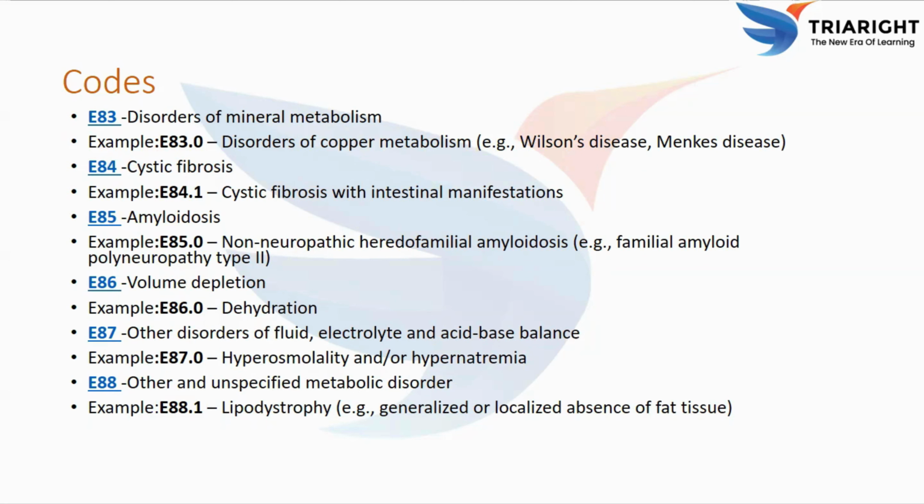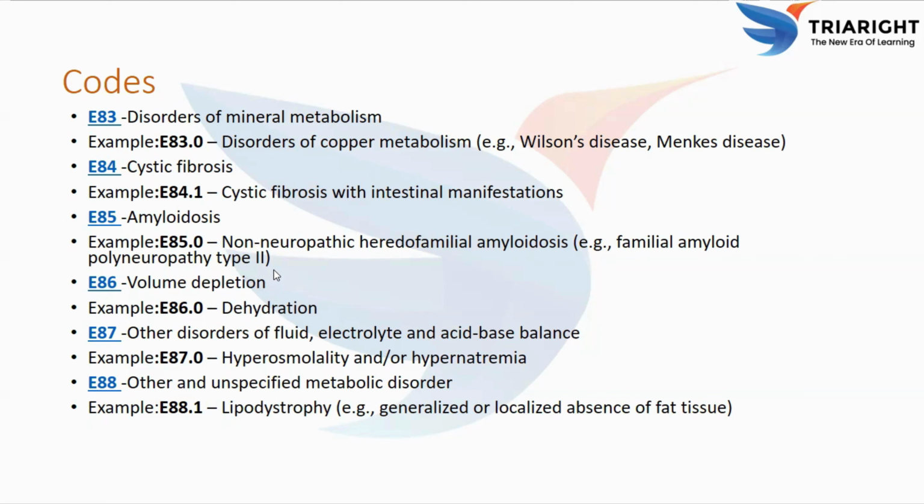So next to cystic fibrosis, you can find E85, which is amyloidosis. This is the condition where abnormal proteins called amyloid build up in organs like the heart, kidneys or nerves. These deposits interfere with normal organ function. For example, E85.0, non-neuropathic heredofamilial amyloidosis. It's an inherited type affecting the organs but not the nerves. Right? It's a type 2 polyneuropathy.